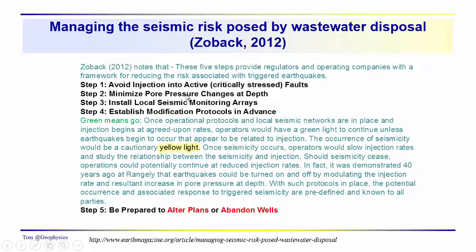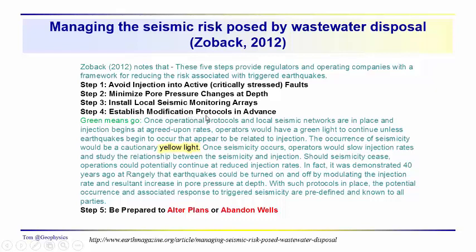So when you're injecting or disposing of wastewater, try to minimize the pore pressure changes at depth, because higher pore pressures lead to failures. We saw this when we talked about the Mohr circle and bringing critically stressed faults to failure. So keep that in mind. Monitor that. You need to have a good local seismic monitoring array just to make sure that you see anything. If something happens, you want to be sure you see it.